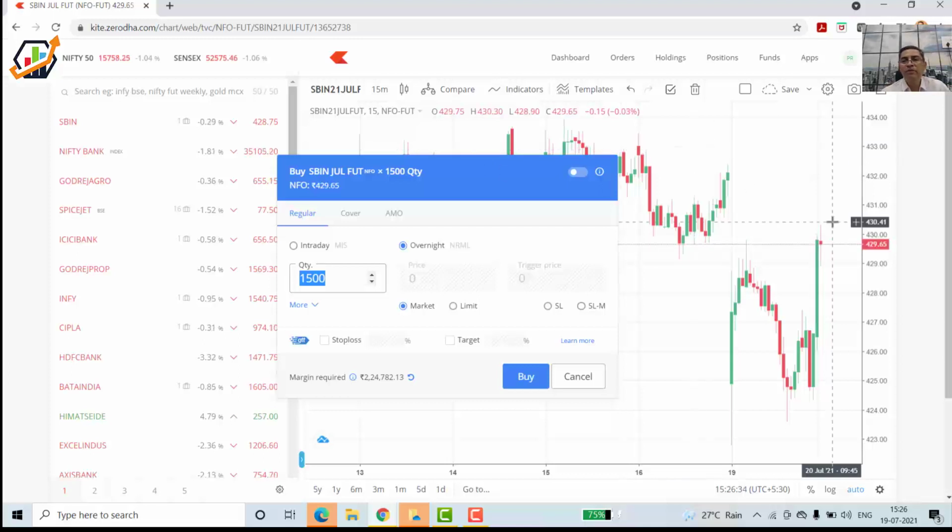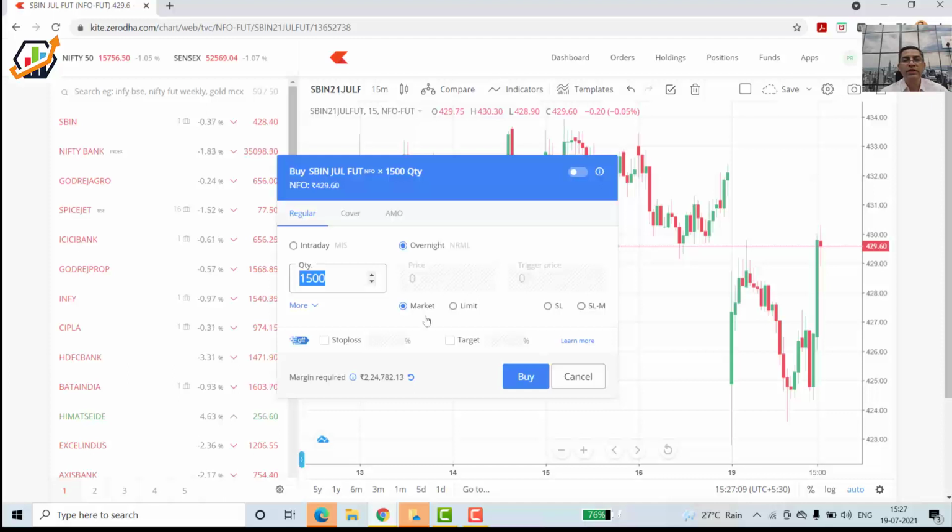So assuming that the price comes down to, let us say, 425 and you want to exit immediately, what you can do is select market and say buy, and if the price is at 425, the trade will get executed automatically. It is going to show first in your orders. It will show that first you sold it at 430 or 432 as applicable, and then when it came to 425, you have squared it off. So you made 5 rupees into 1500 for that particular trade. So this is how you can take a short trade.